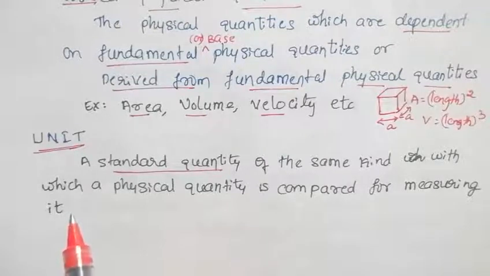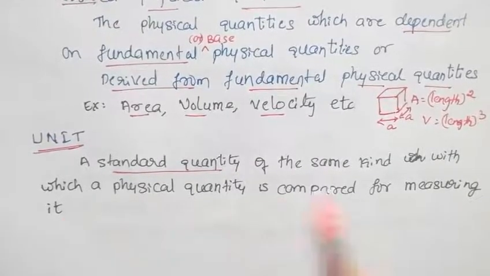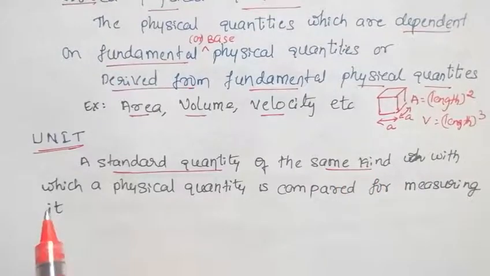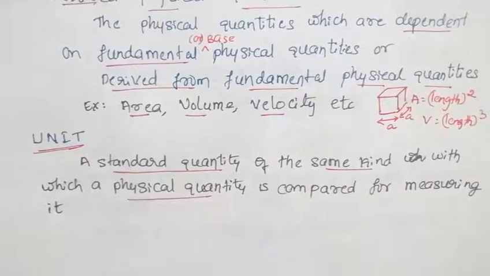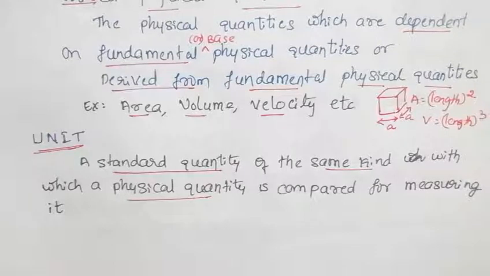It must be easily reproducible, convenient, small in size, and easy to use for all people. We need to take that type of quantity as a standard quantity of the same kind as the physical quantity we are going to measure or compare with. That is what we call a unit. Or you can say simply, a standard physical quantity used to measure a given physical quantity of the same type is what we call a unit.